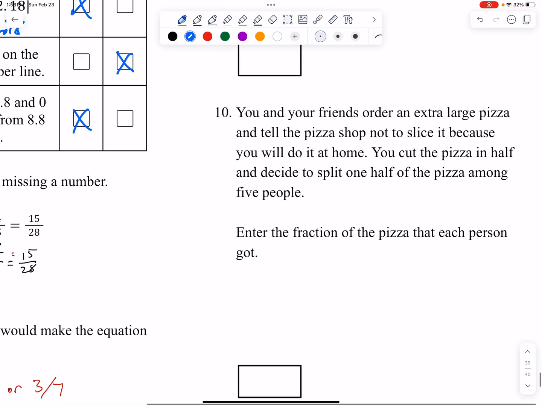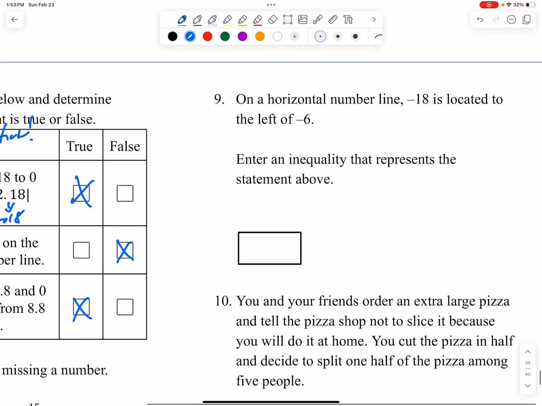Anyways, moving on. On a horizontal number line, negative 18 is located on the left of negative 6. Enter the inequality. Remember, inequality is that one, that one. Let's use our vocabulary here: less than, greater than, less than or equal to, or greater than or equal to.